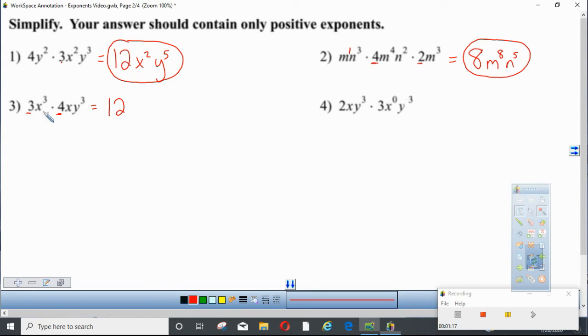All right, so now we got to count up all of our little numbers. So we got 3 X's here, and then we have 1 X right there. So we're going to go 3 plus 1. What's 3 plus 1? 3 plus 1 is 4. So we got X to the 4. And then this is the only Y I have right here. Do you see any other Y's? No, I don't either. And so we just bring over this 3 Y's because there's no other Y's to add it to, and that's our answer.